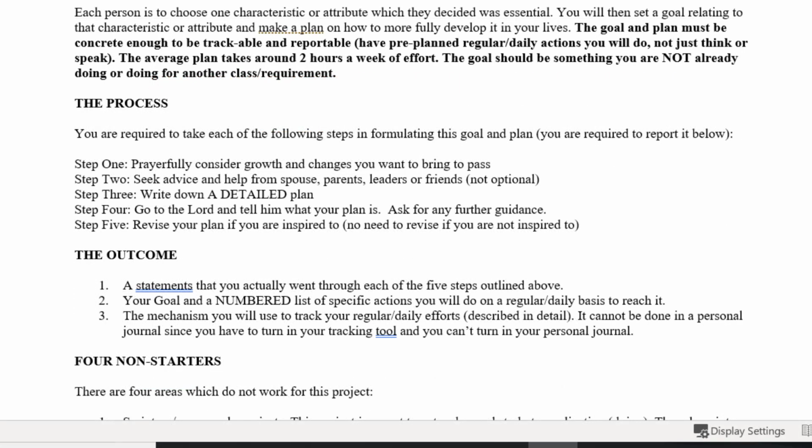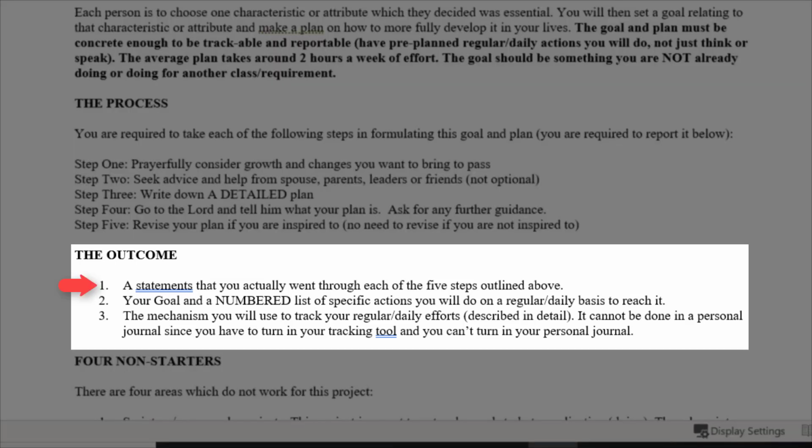Now, this is the part we've all been waiting for, how we actually grade this assignment. First, you will state that on your honor you followed the process just outlined. Second, you will give a detailed plan of what you will do, including what attribute you plan to work on. Third, tell us how you're going to track this. Excel spreadsheets and Word documents are great.